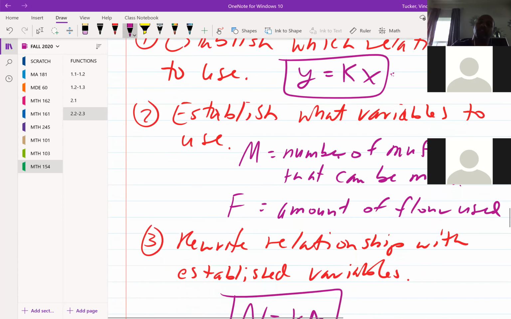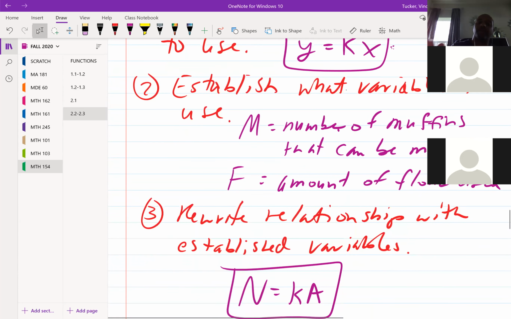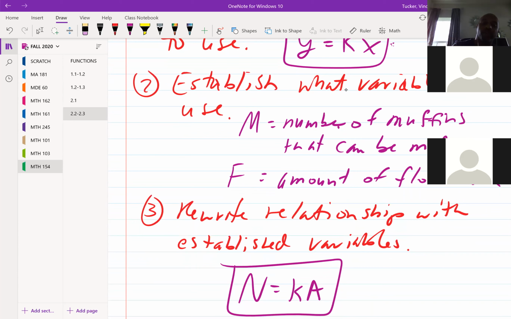Now we're going to rewrite the relationship with the established variables. So we're using direct variation. Also, which I mentioned in the last class, you don't want to use K as one of your variables because K is going to be a part of all of your relationships, because that's your constant of variation. So this is going to be M equals K times F.